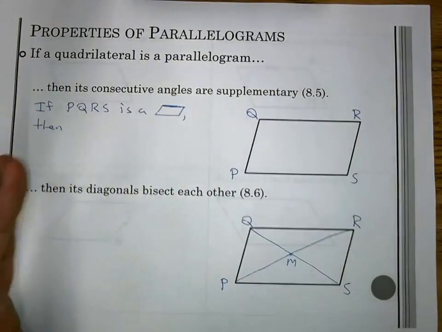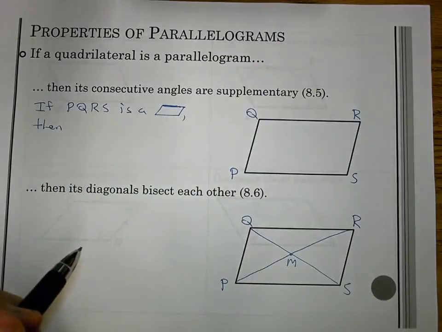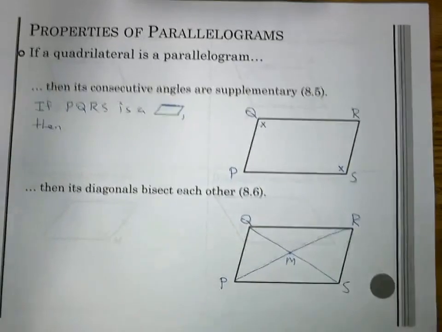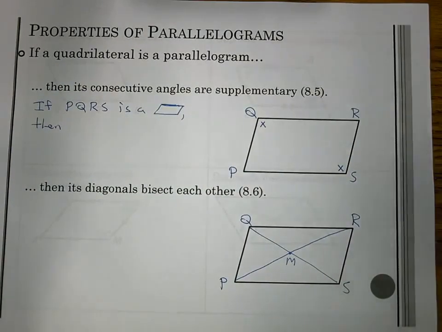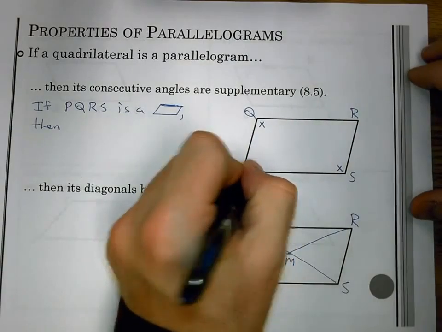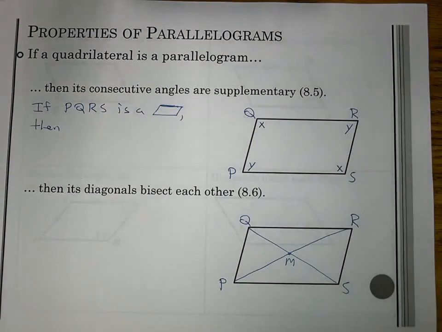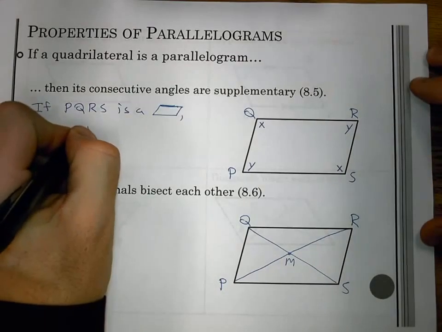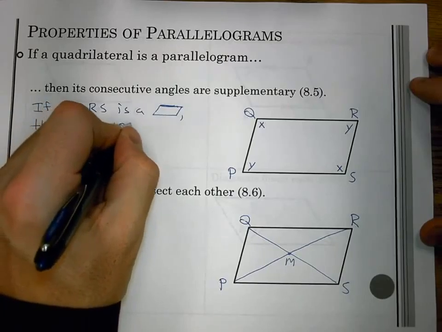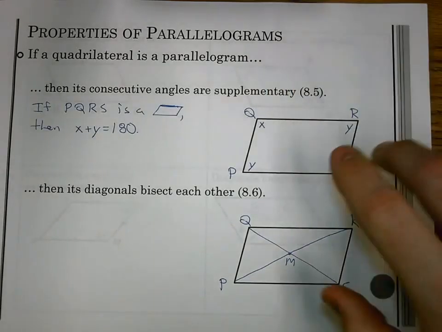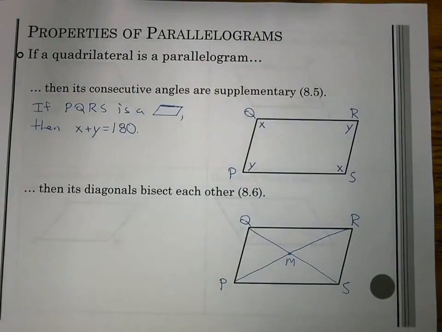Let's take what we just said with the opposite angles being congruent and use that to our advantage. Because I know that Q and S are the same. I don't necessarily know what they are, but I know they're the same. I know P and R are the same. Again, I don't necessarily know what value they are, but I know they are the same. So I'm going to call them X's and Y's, because by doing that, I can now say my consecutive angles of X plus Y are supplementary because they add up to be 180. So that way, no matter which two pairs of angles I may look at, they're still going to be supplementary because there's an X and there's a Y.